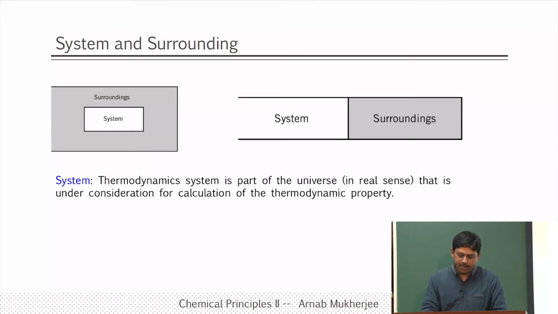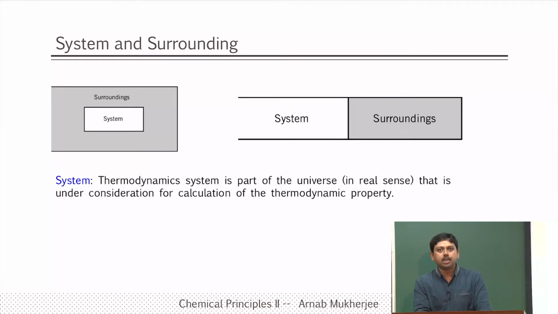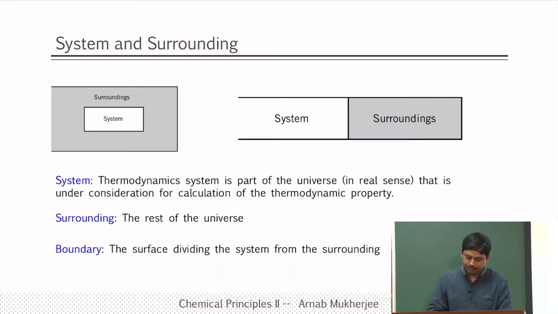A thermodynamic system is the part of the universe, by which I mean the physical universe in which we live, that is under consideration for calculation of the thermodynamic property. We can say that a glass of water is a system and everything else apart from that glass of water is the surroundings. The surroundings are the rest of the universe, and the boundary is the surface which separates the system from the surroundings. Here we can say that this part is the boundary, and this part is the boundary.